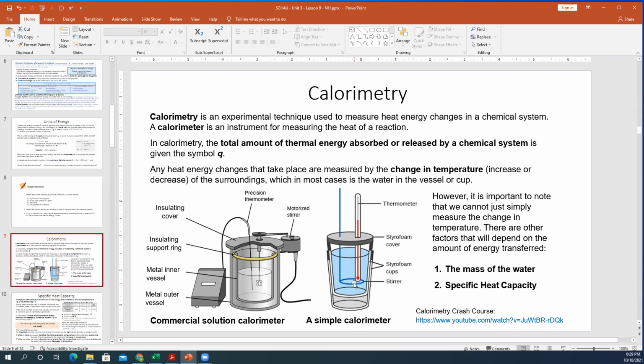But what is important to note is that we can't just simply measure the change in temperature. There are other factors that will depend on the amount of energy transfer. One is the mass of the water, so how much water we have in here. And number 2 is the specific heat capacity.